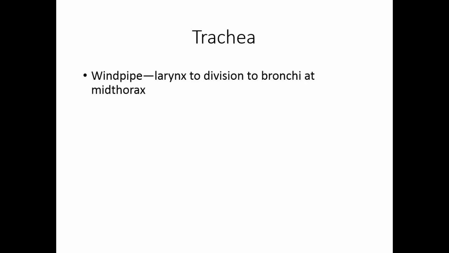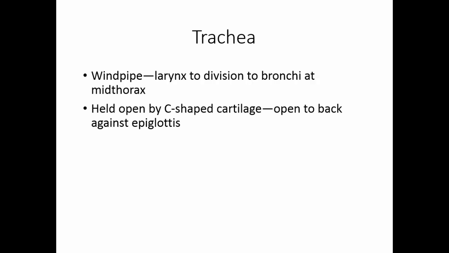The trachea is also known as the windpipe. It extends from the larynx to the division to the bronchial tubes at the mid-thorax. The trachea is held open by C-shaped cartilage. The opening is toward the back against the epiglottis. This allows the epiglottis to expand slightly without crushing the trachea.